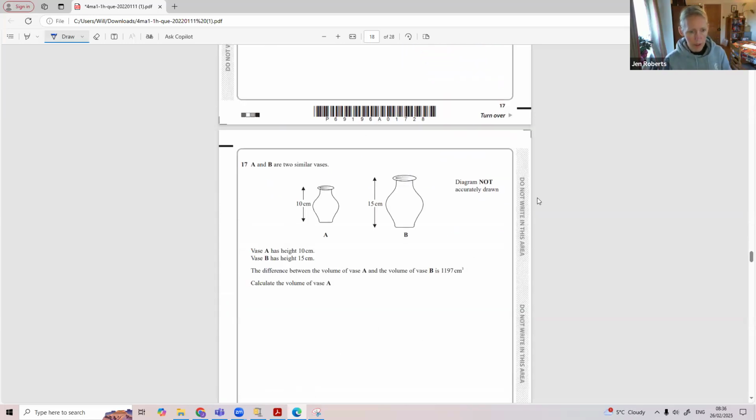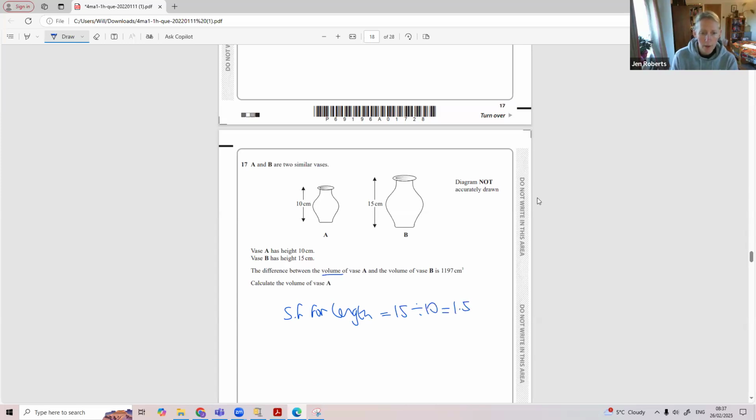Similar shapes. So what you should be thinking when you've got a similar shape question is scale factor for length, scale factor for area, scale factor for volume. Length to area squared, length to volume cubed. Going back, square root, cube root. Got a height and a height, so we can get the scale factor for length, can't we? So what is the scale factor for length? 15 divided by 10, which is 1.5.